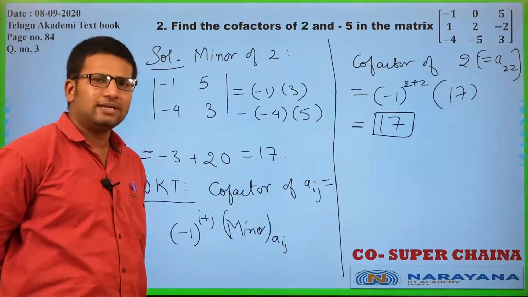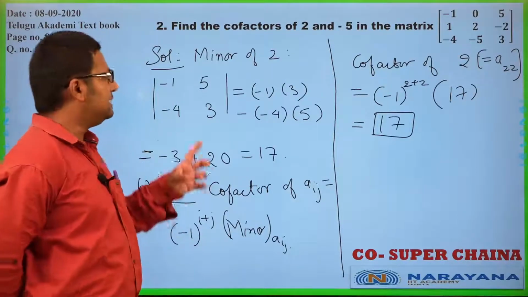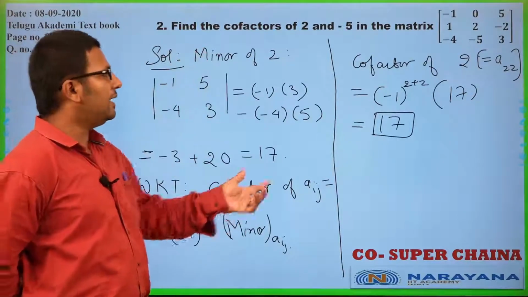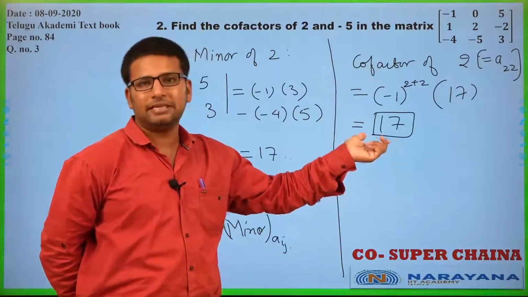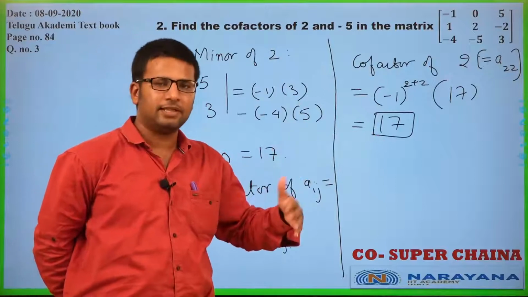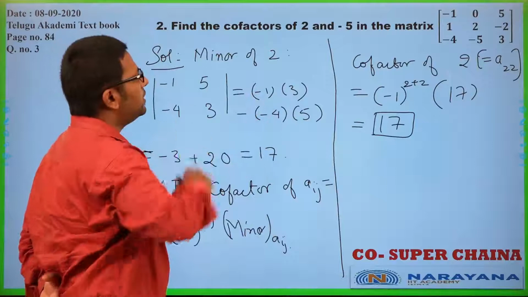Over time, you will be so comfortable in calculating all this that none of this would be required. You will directly be able to look at the determinant or matrix and mention this value. This is the beginning, so let us go step by step. So that is for 2.